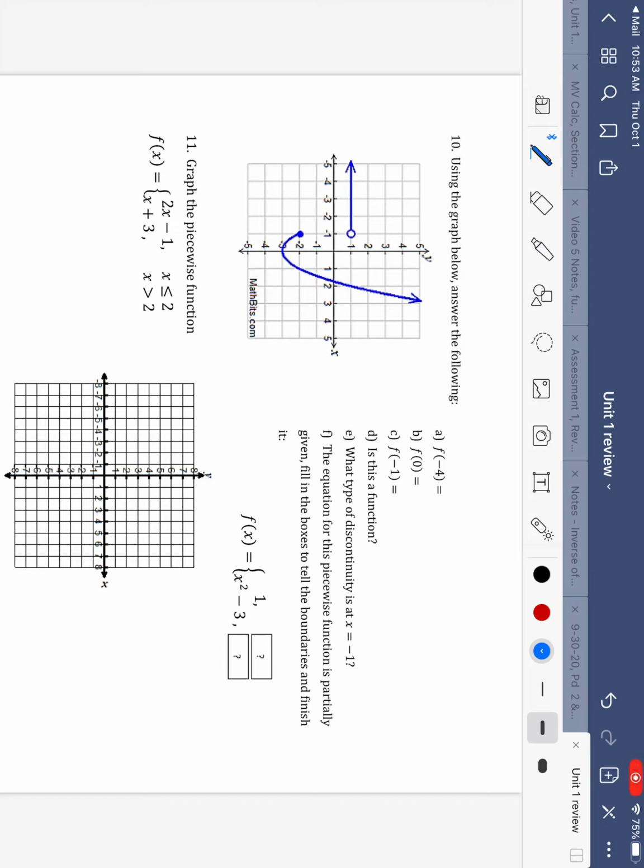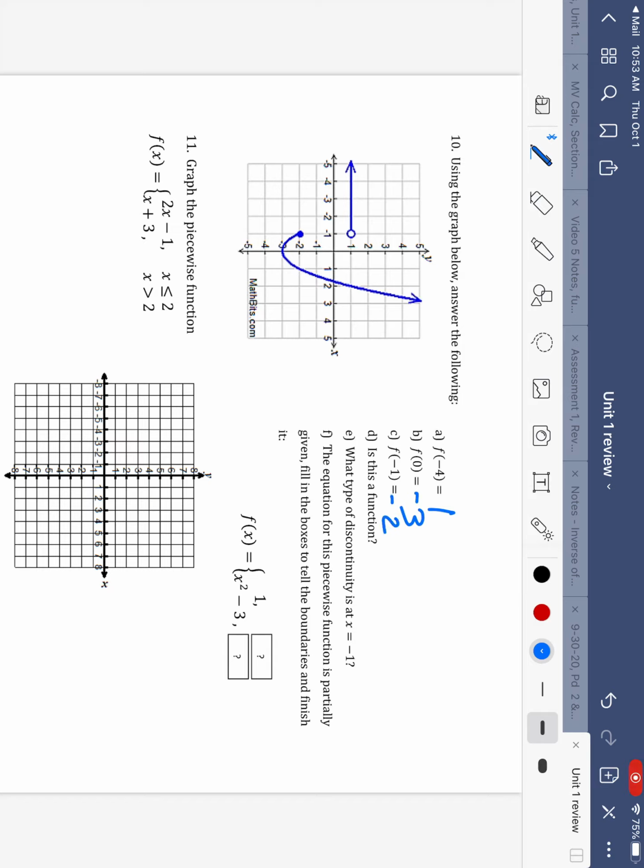So using the graph below, answer the following. So f of negative 4. I'm going to go to negative 4 on the x-axis, go up to my graph, and there it is at 1. So I'm going to put a 1 here. F of 0. I'm going to go to 0 and look for my graph. Well, there it is down there, so I would say negative 3. Now f of negative 1. So negative 1 is that place, and you knew I would ask you, should I go up top or should I go down below? Well, I should go down here because this is like a little ghost place right here. It's not really there. So negative 2.